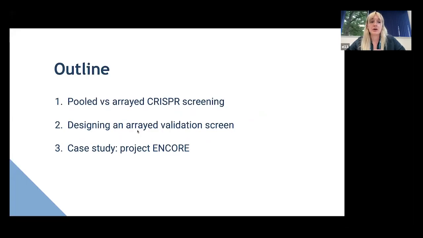So the outline of what I'm going to go through today is first, I thought I'd cover the different strengths that are offered by pooled versus arrayed CRISPR screening and the sort of approaches you might want to use them for. I'll then move on to talking about designing an arrayed validation screen once you've already performed a pooled CRISPR screen, and talk through some of the options that are available to you when you design this. And then finally, I'll walk you through Project ENCORE to showcase this strategy for target discovery.